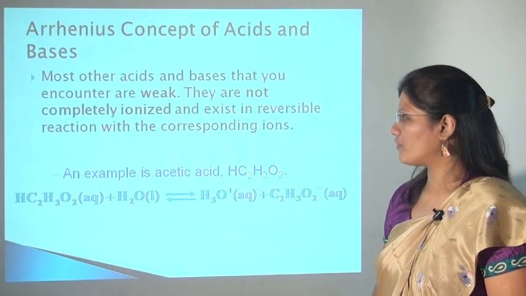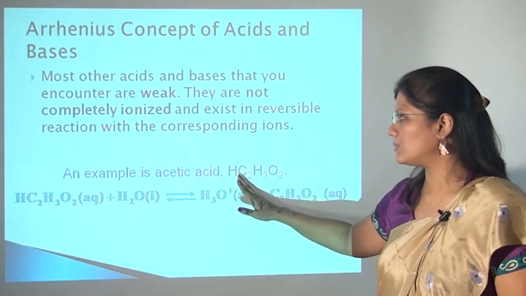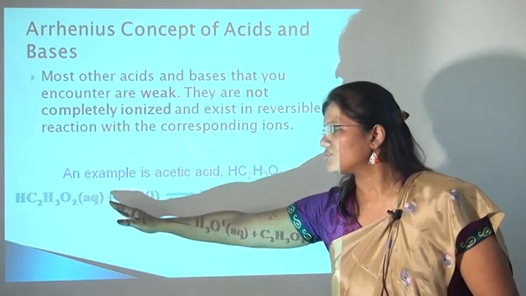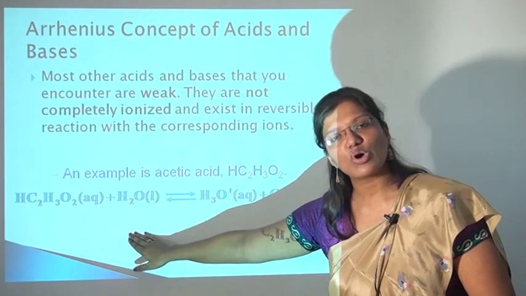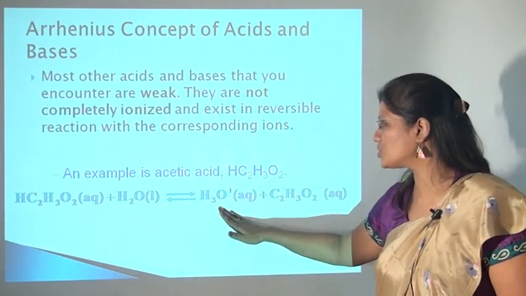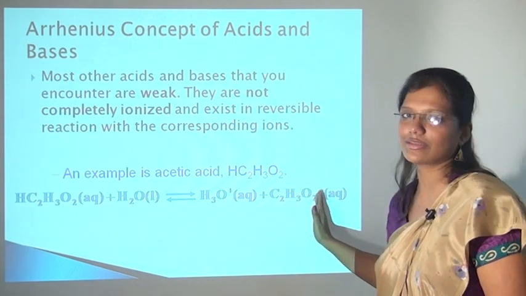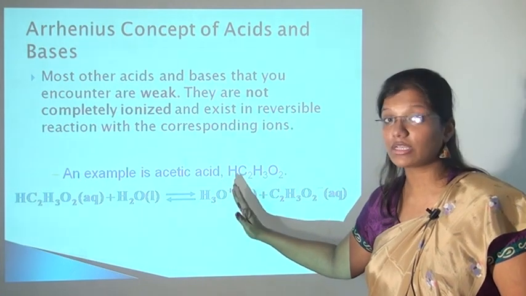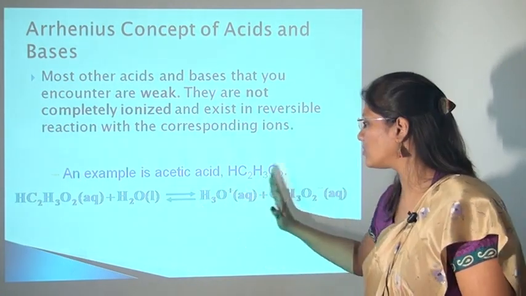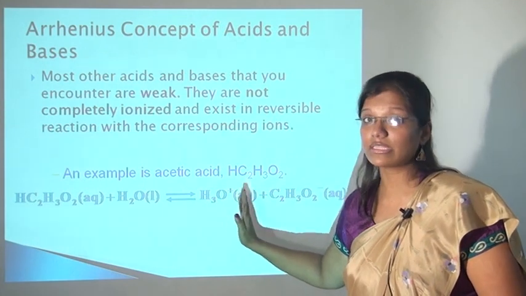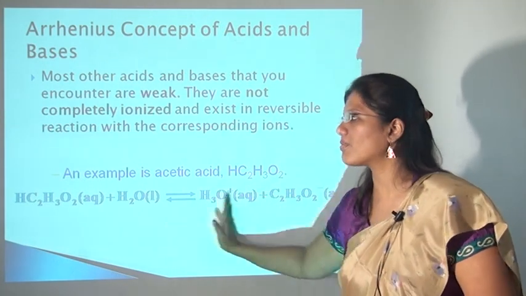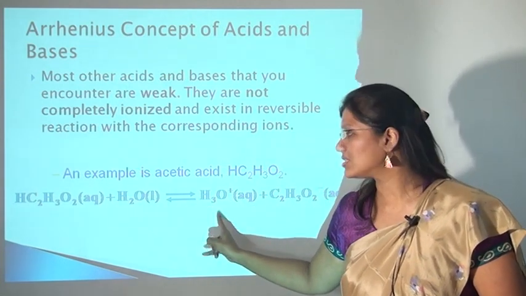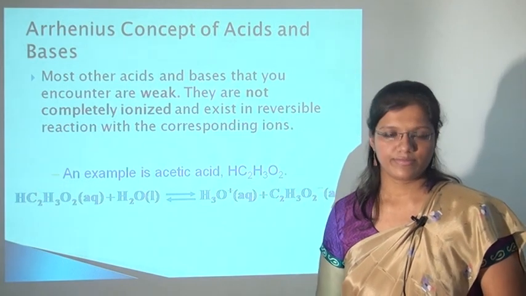One example given of a weak acid is acetic acid, represented by HC2H3O2. When HC2H3O2 is dissolved in water, it gives H3O plus and C2H3O2 minus. Here it produces H3O plus but is not ionized completely, and it participates in the reversible reaction and again goes back and forms acetic acid and water. Therefore this is known as a weak acid.